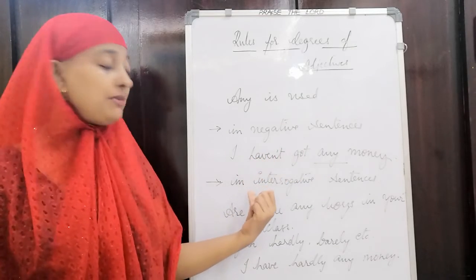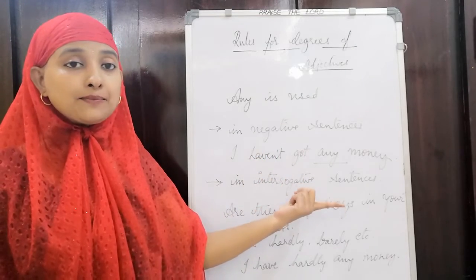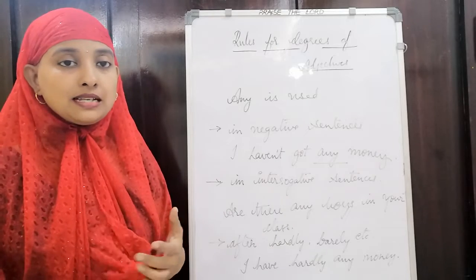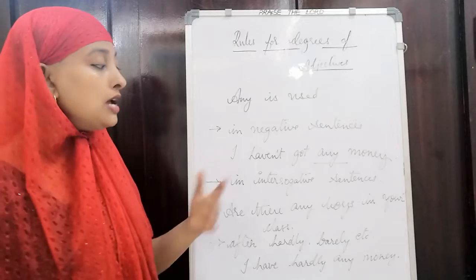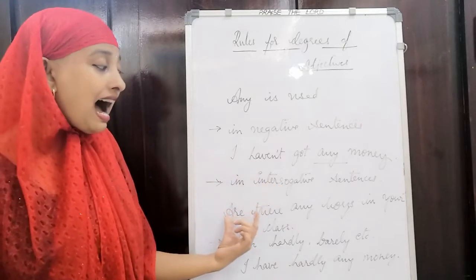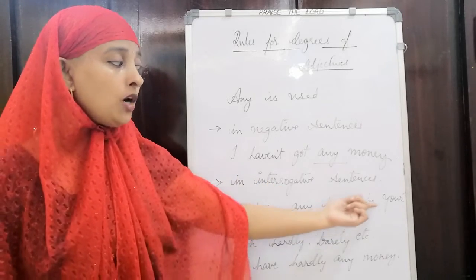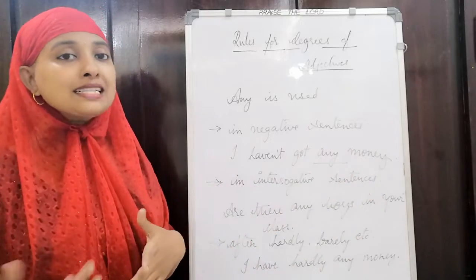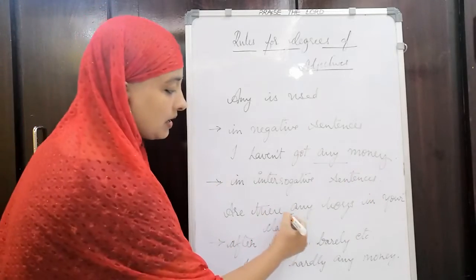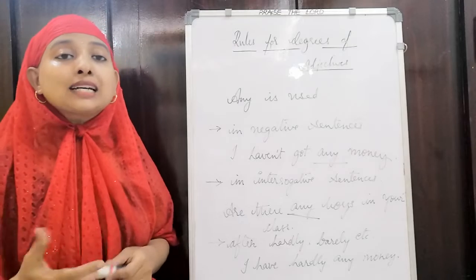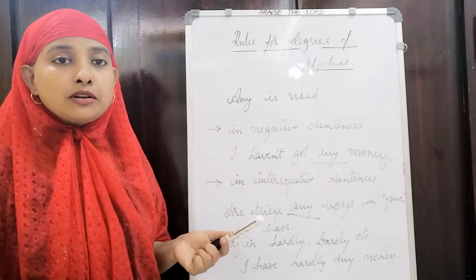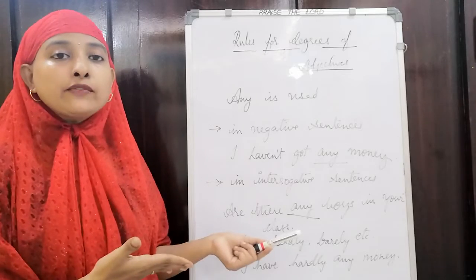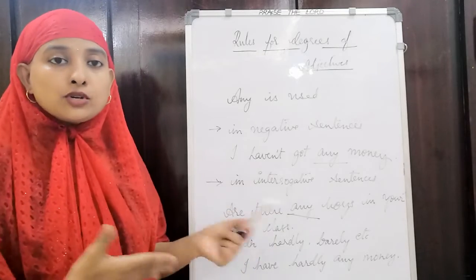And at the same time it is used in interrogative sentences, meaning questioning forms, sentences wherein questions are used. Interrogation means questioning. So interrogative sentences are like, are there any boys in your class? Are there any boys in your class? You are trying to ask a question. Are there any boys, or are there any students left? Are there any left to come?